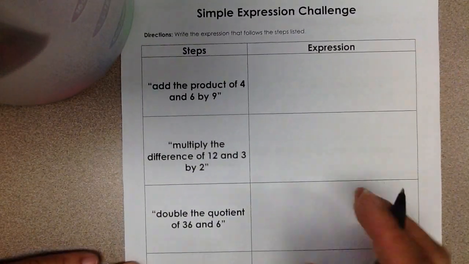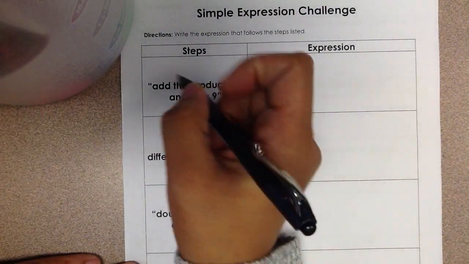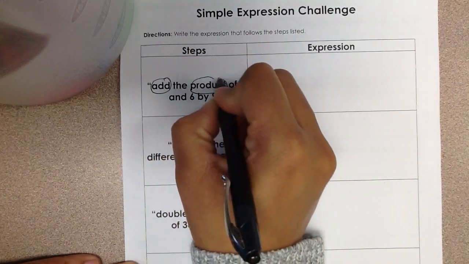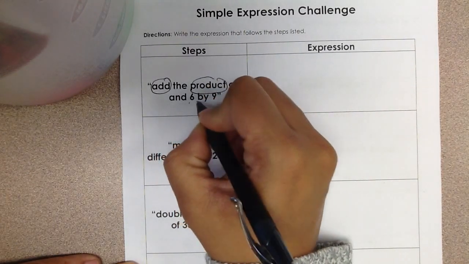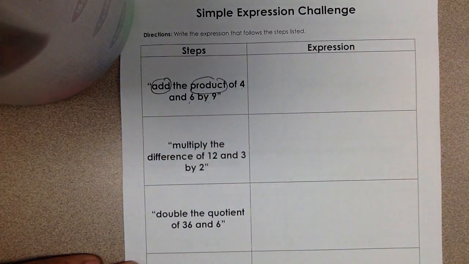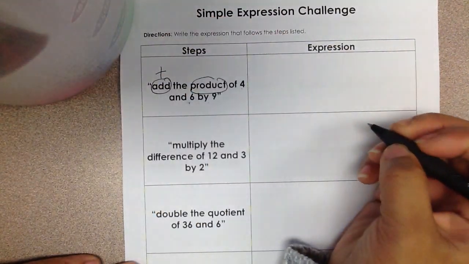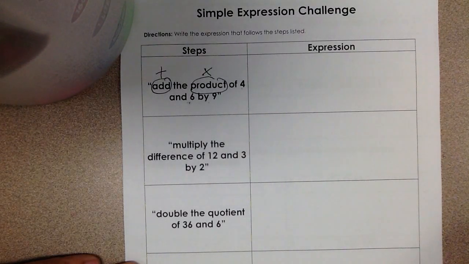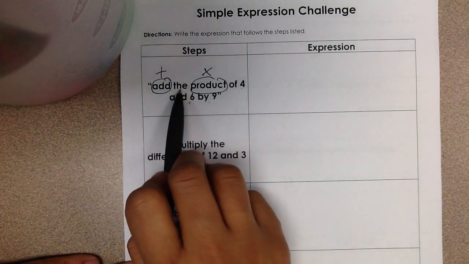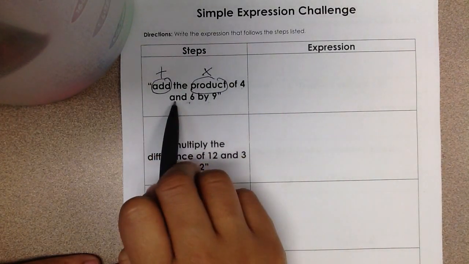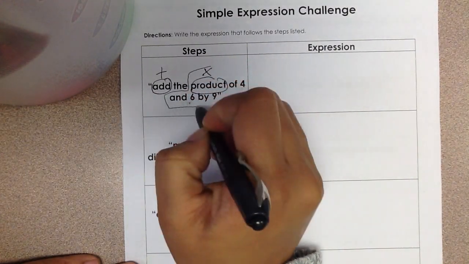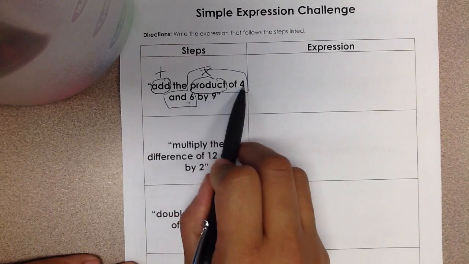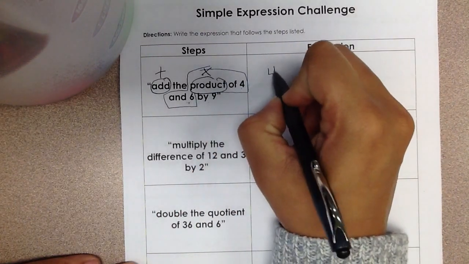Okay, so here I have add, which is a keyword to me. I'm going to circle the product of 4 and 6 by 9. Now that could be a little confusing. I know when I see add, I think addition. I know when I see product, I think multiplication. So I'm going to put a multiplication sign there. Okay, so it wants me to add the product of 4 and 6. That means 4 times 6. The product of 4 and 6 would mean 4 times 6.